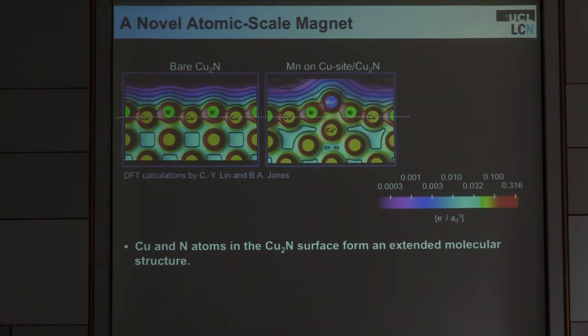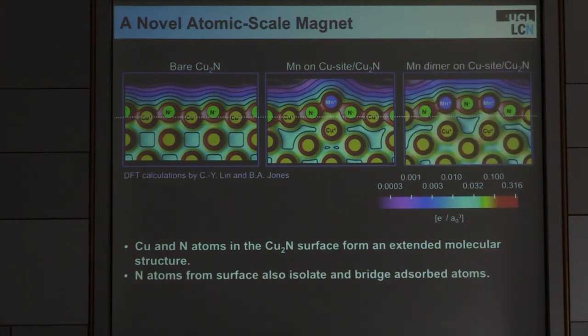If we put a single manganese atom in, the nitrogen atoms come out and cradle the manganese. If you put two manganese atoms in, the central nitrogen atom comes up and actually forms a little bridge. So what we think is going on here is that these manganese atoms are coupled through superexchange. What's neat about this is that if you just look at the images, you might think that you're making a manganese chain. You're not. What you're really doing is you're making a manganese nitrogen chain.